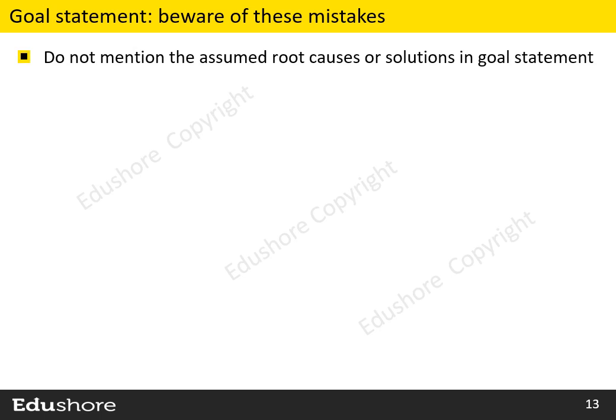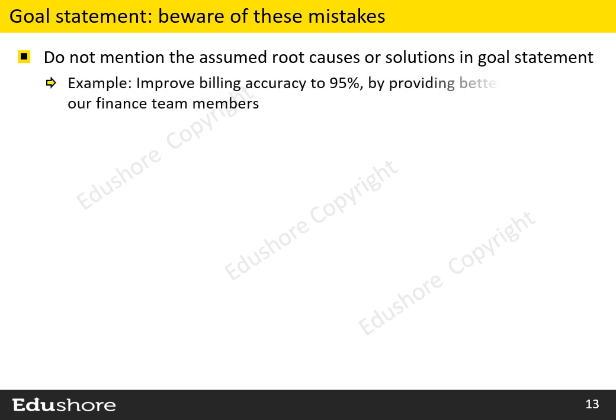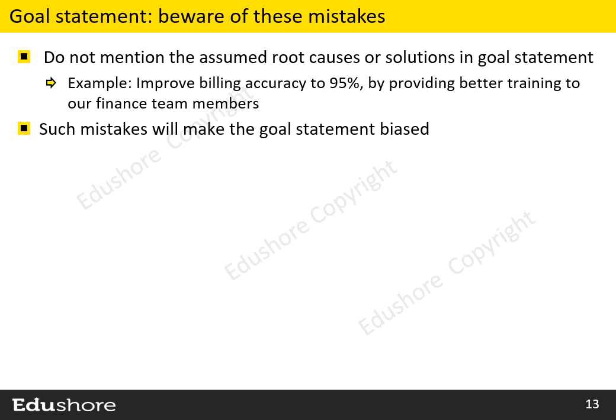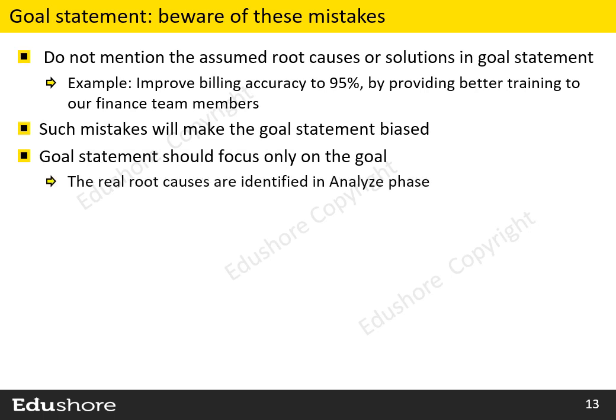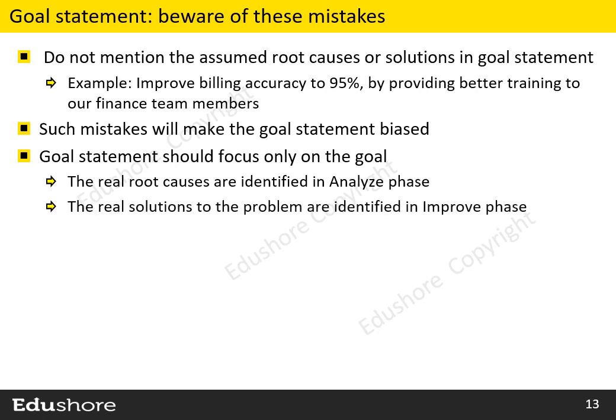It is important to be aware of some of the mistakes that we usually make while writing the goal statement. We should not mention the assumed root causes or solutions in the goal statement. Have a look at this example. Clearly, this goal statement mentions the assumed solution to the problem. Such mistakes will make the goal statement a biased one. Goal statement should focus only on the goal. The real root causes are identified in Analyze phase, and the real solutions to the problem are identified in Improve phase.